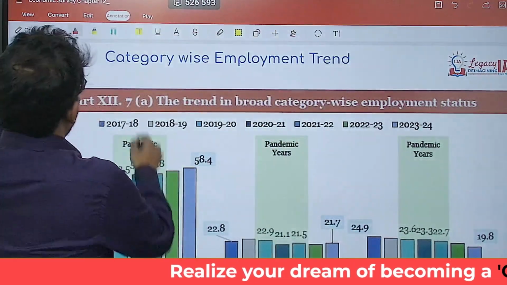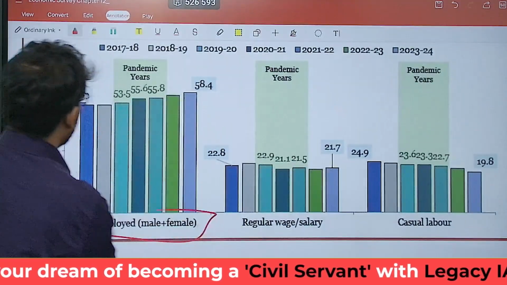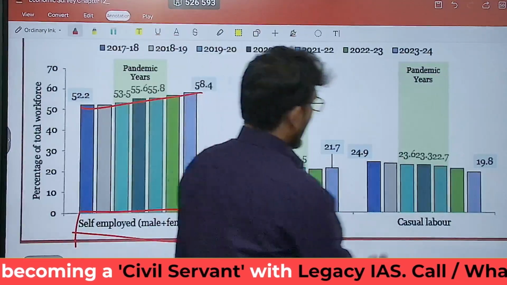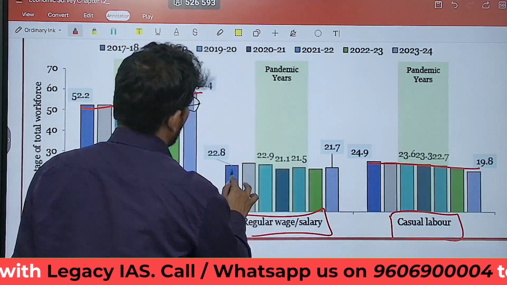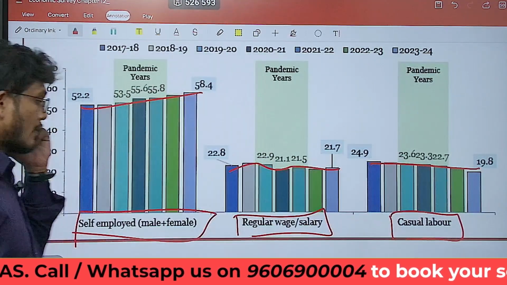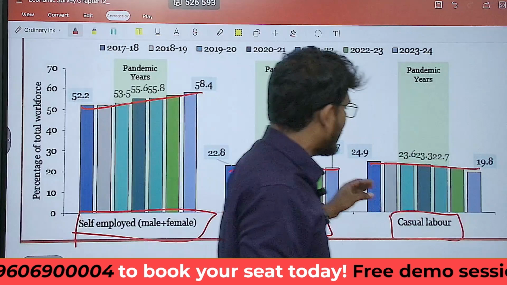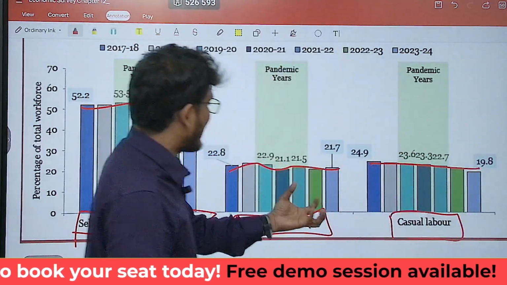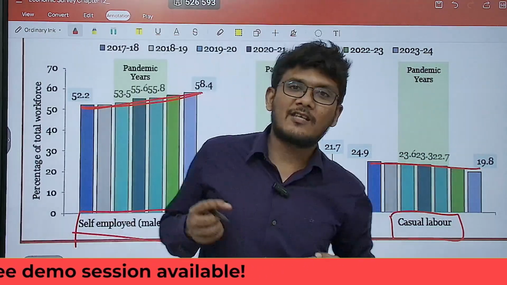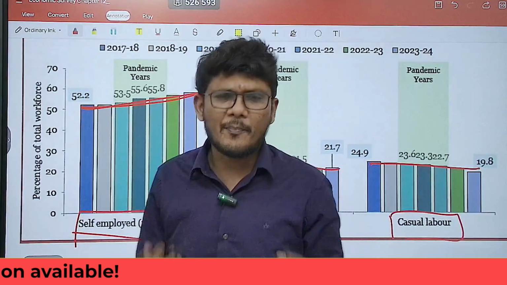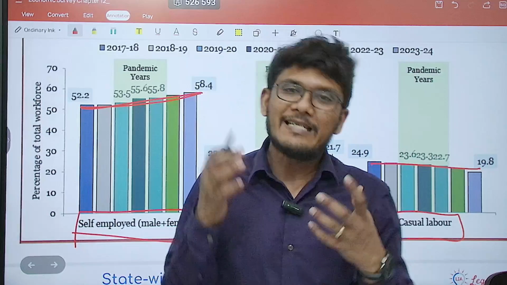Now, if you look at category wise employment trend, then self-employment has increased, casual employment has gone down, whereas regular wage employment sort of increased, decreased, and then stabilized. Self-employment has increased. So what you can probably conclude is that casual labor which is going down is getting converted most probably into self-employment because of various schemes of the government where they provide microfinance, Stand Up India, Mudra Yojana, etc. to create job givers rather than job seekers.